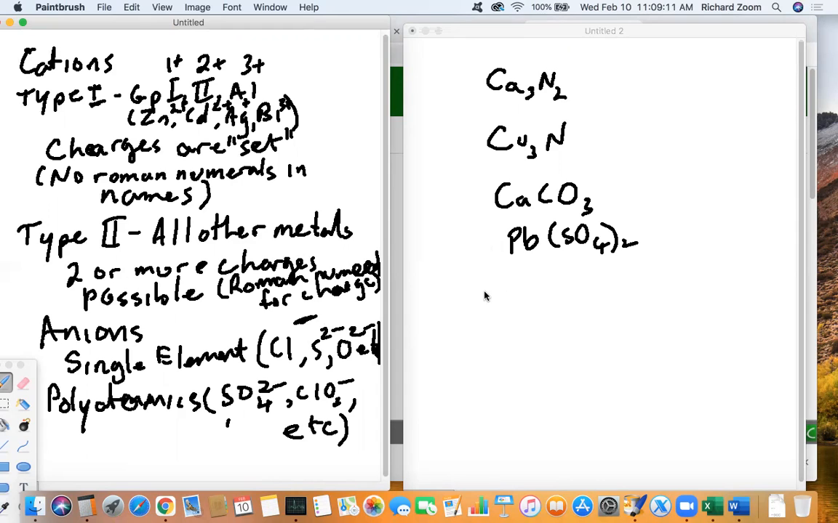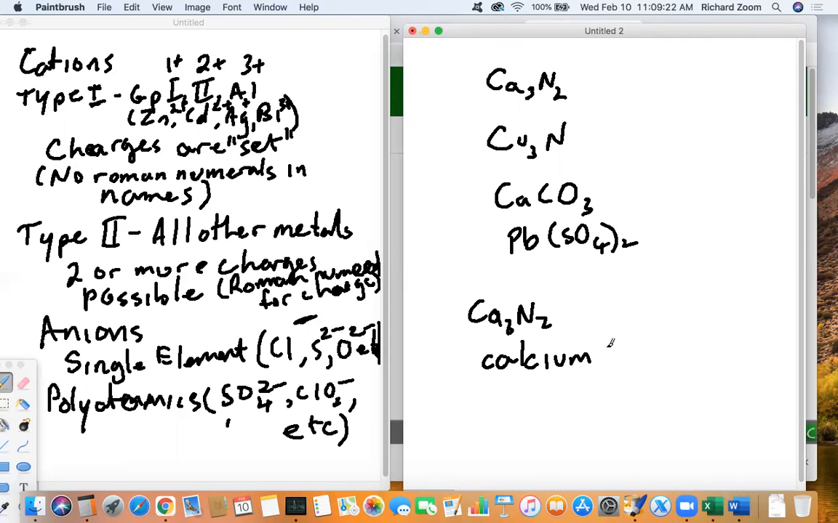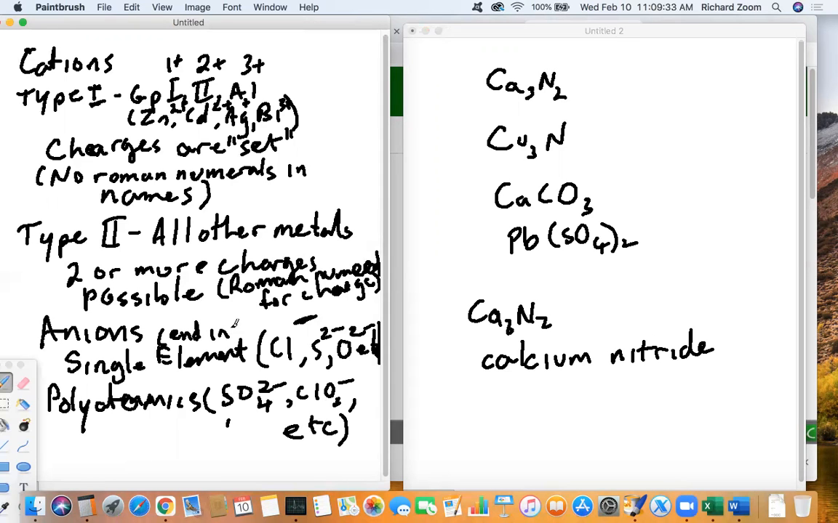And then we can go ahead and do this for calcium. So Ca3N2. That'd be calcium, and then the single element here is nitride. All of these single elements end in -ide. So nitrogen becomes nitride. You'll notice that there's no Roman numeral here because calcium is in group 2 and has a charge of 2 plus.